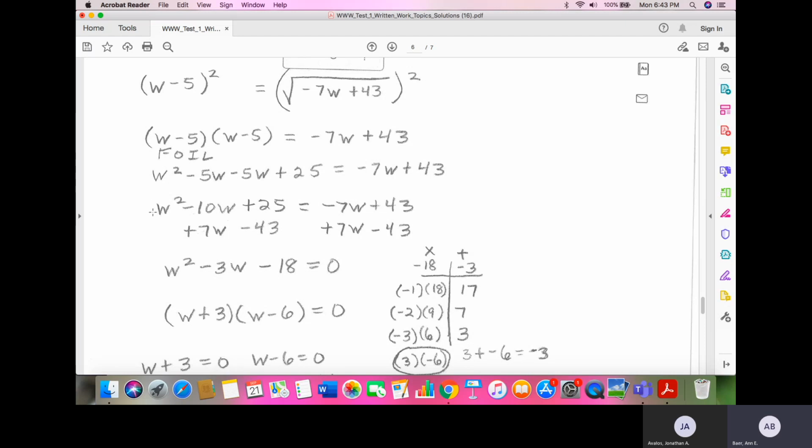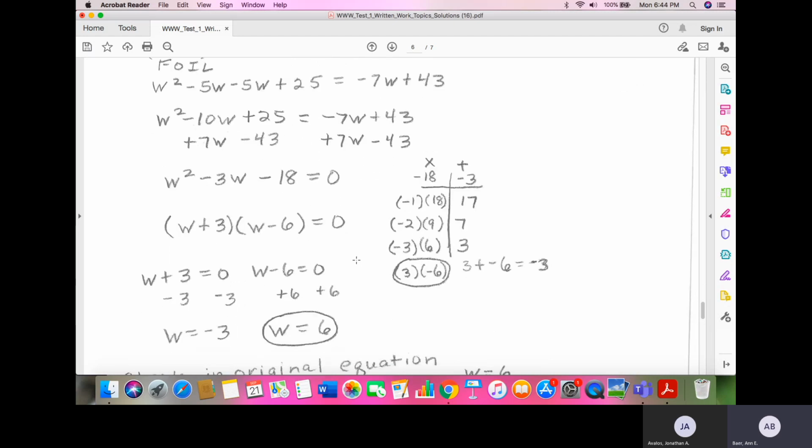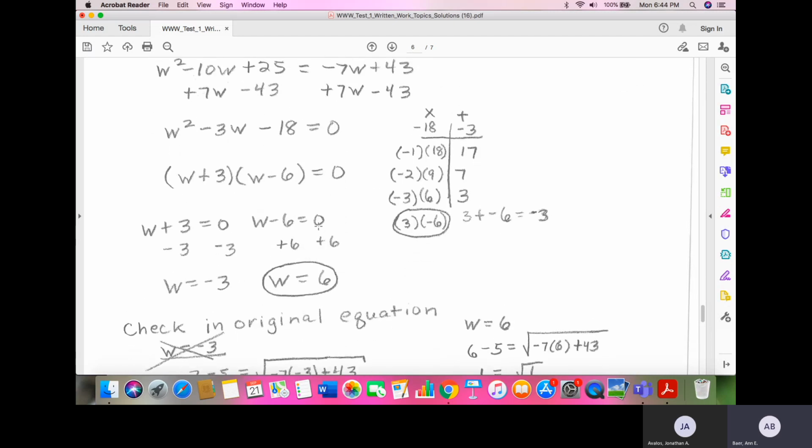So we want to get everything on one side, and it's a good idea to keep a positive leading coefficient. We have an understood coefficient here of 1. Makes it easier to factor. So let's move this to the other side. Opposite of subtracting, adding. Opposite of adding, subtracting. So we move these over, line them up in the column with the same variable portion. So we've got w squared minus 10 plus 7 is minus 3w, and then 25 minus 43 is minus 18 equals 0. So now this isn't too bad to factor.